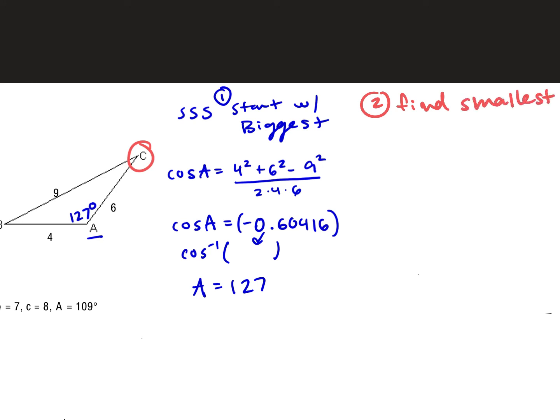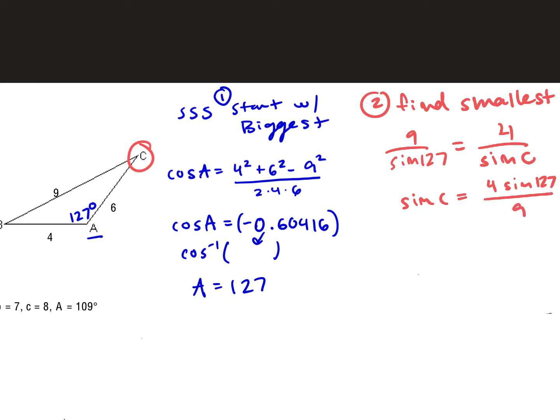Sometimes it'll work out where you don't have to start with the biggest and then go to the smallest, but sometimes it won't work out. So every single time, if you start with the biggest and then find the smallest, it'll work. It'll be fine. So then we are finding C. We can use law of sines now. So I have 9 over sine of 127 is equal to 4 over sine of C. Cross multiply and divide. So sine of C is equal to 4 times sine of 127 over 9.